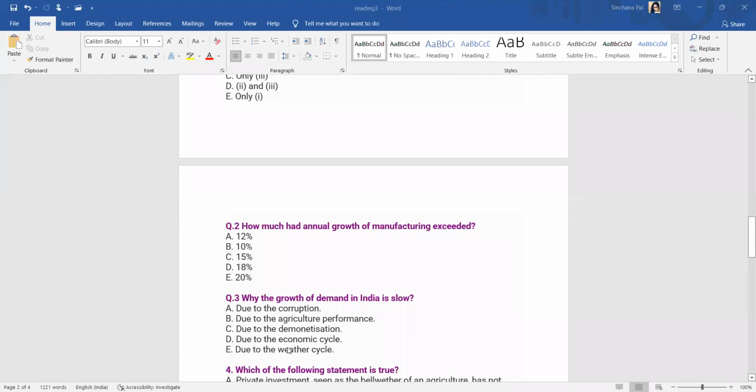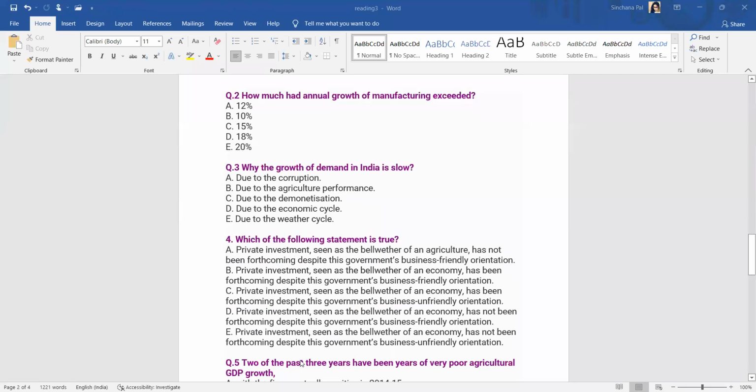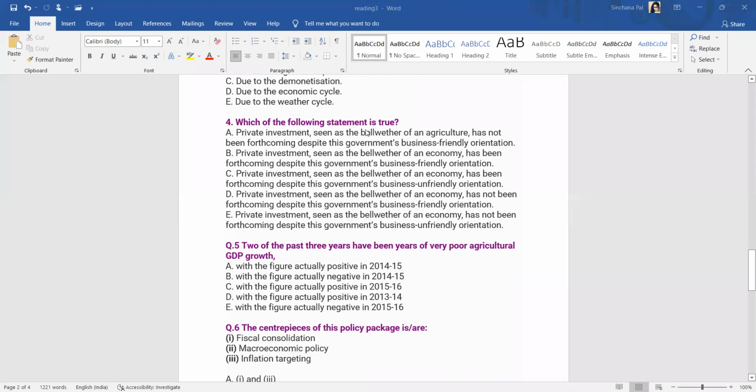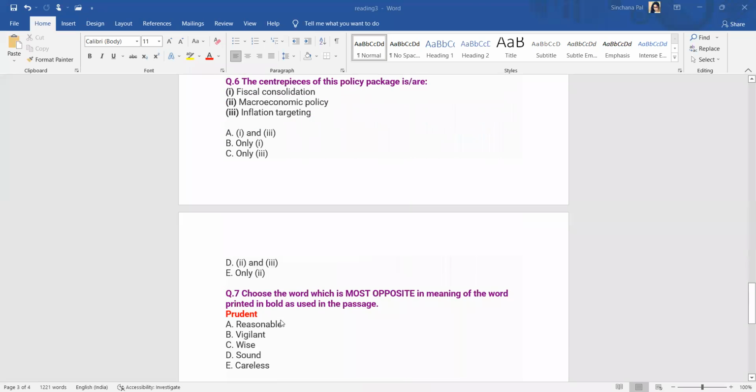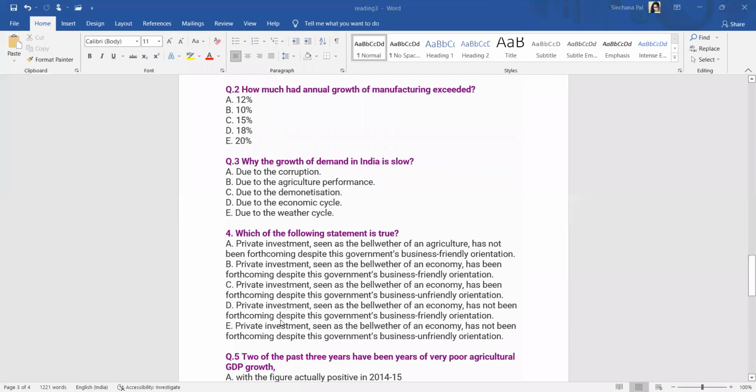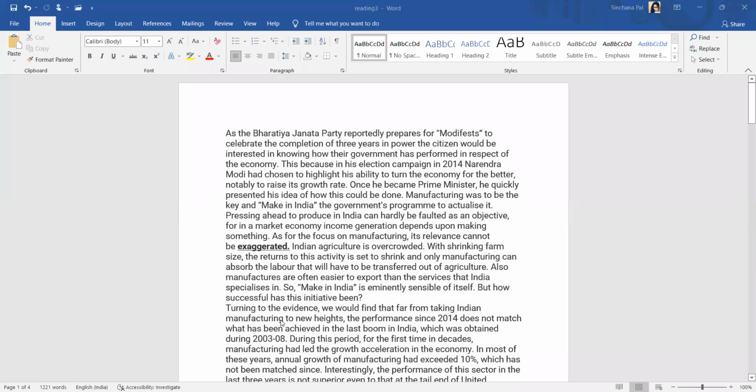Okay. Now, MCQ questions are there. How much was the annual growth of manufacturing? Why the growth of demand? Then which of the following statements is true? Some private statement, you have to find it out. Then GDP, policy package. These are the things you have to mainly focus on in the passage.